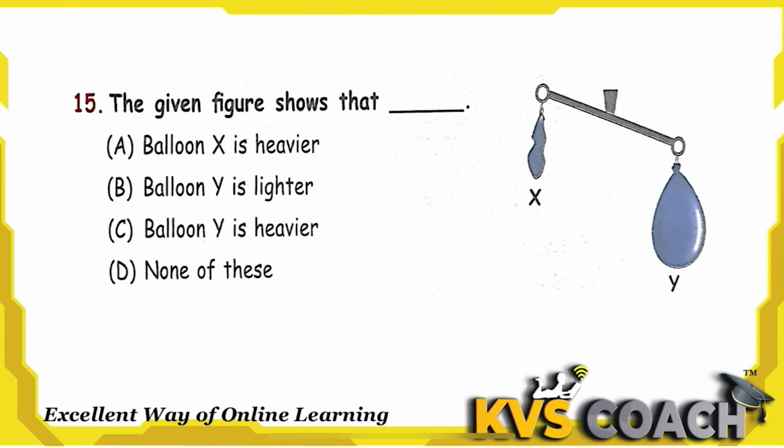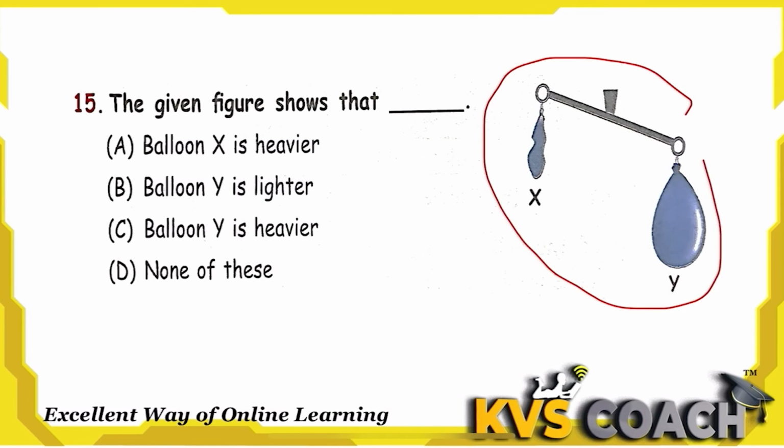Next is the given figure shows that this is the figure. In this figure you can see that here is a balloon without air and here is the balloon filled up with air. So which one is heavy? This one is heavy because in this measuring scale, the part which is in downward direction is the heavier, and the lighter part will be in upward direction. So balloon X is heavier? No. Balloon Y is heavy. Balloon Y is lighter? No. Balloon Y is heavier? Yes, this is right. Balloon Y is heavy. None of these? No. C is the right answer.